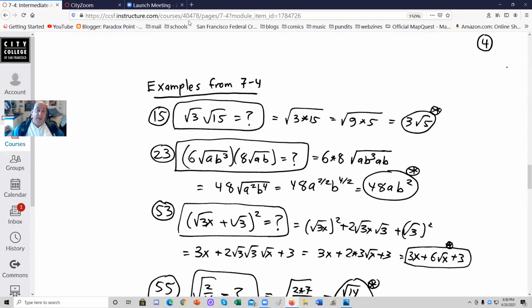Root 3 root 15, like above, is root of 3 times 15, is root of 9 times 5, is 3 root 5. Here we have 6 root AB cubed times 8 root AB. Well, 6 times 8 is 48. Merge the roots, root of AB cubed times AB. This is 48 root of A squared B to the 4th. Square root of that means you take half each power. So 48 A to the 2 halves times B to the 4 halves, so 48 A B squared.